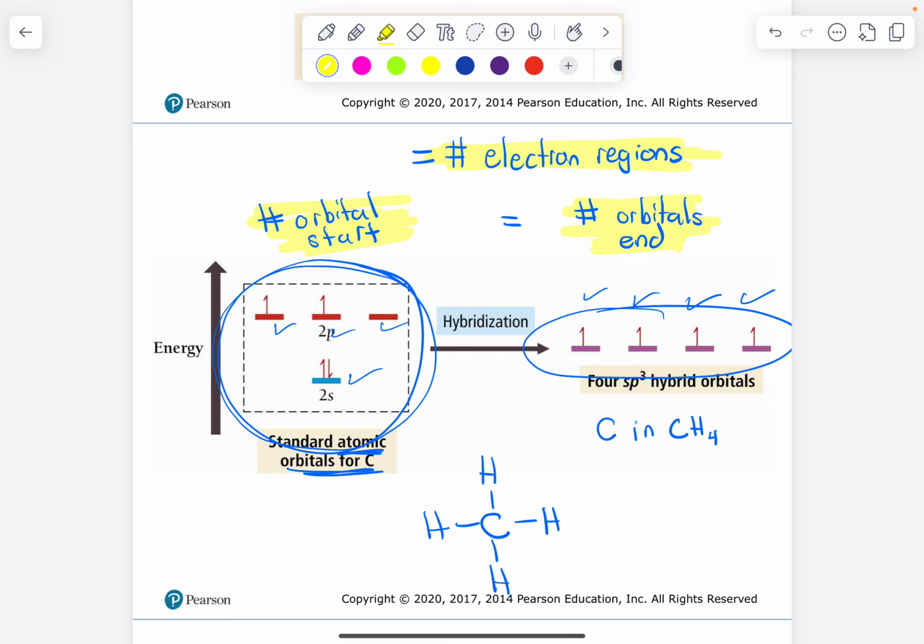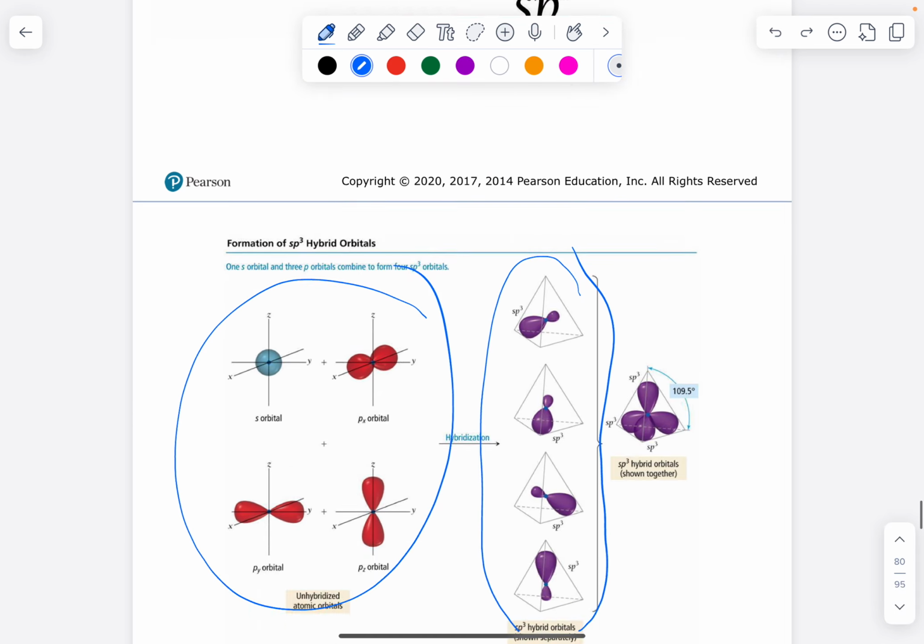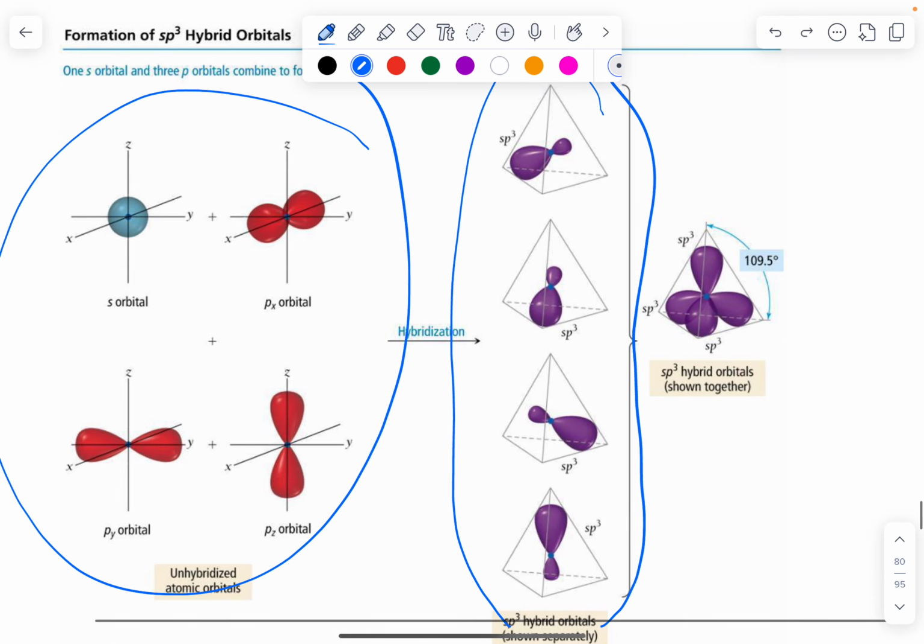Now, the name of these new orbitals, it's not S and it's not P. What it is, is a combination of however many S's and P's you mix together in order to get these. So let's look at this picture. If we look at these orbitals, we said that their shape is kind of a mixture of S and P. Well, the way it is, it's 1 part S and 3 parts P.